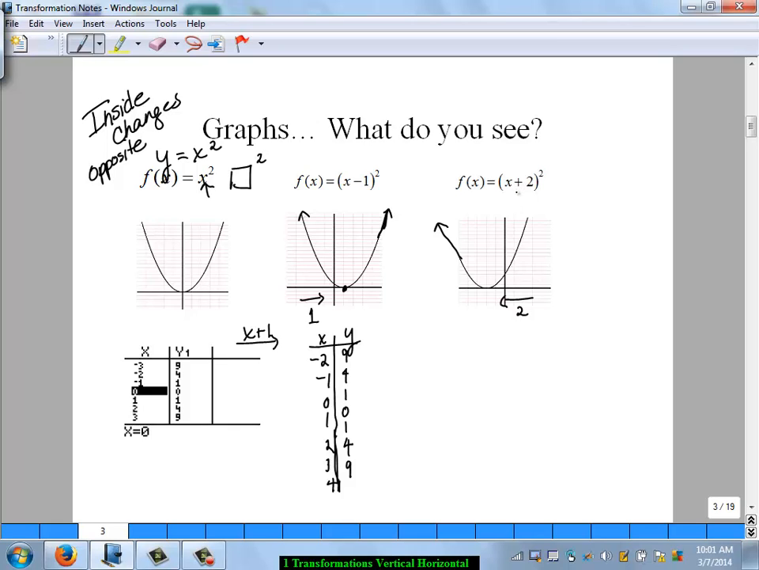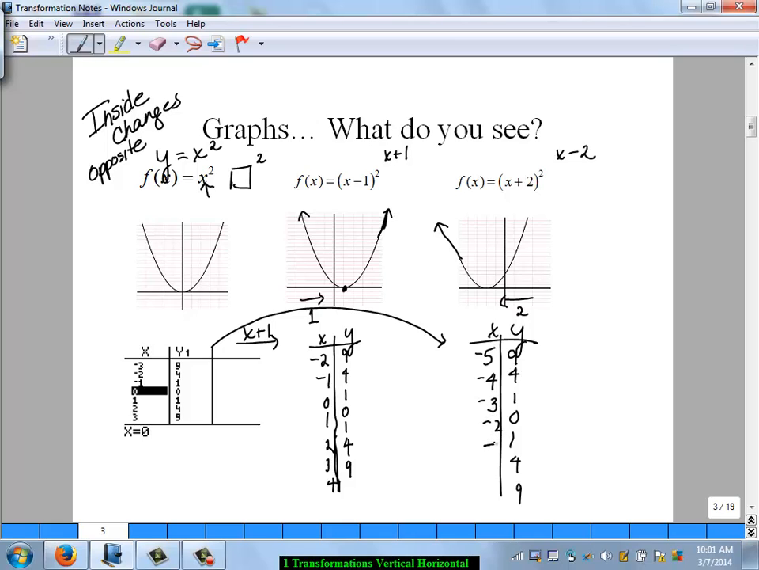So this is an inside change. This is actually an x plus 1 when I shifted it. This one was actually an x minus 2. So I'm going to go back to my original function, do my table, x's and y's. My y's stay the same because I'm not going in the y direction at all. All I'm doing is subtracting 2 from all my numbers. So I have -5, -4, -3, -2, -1, 0, 1. Okay?